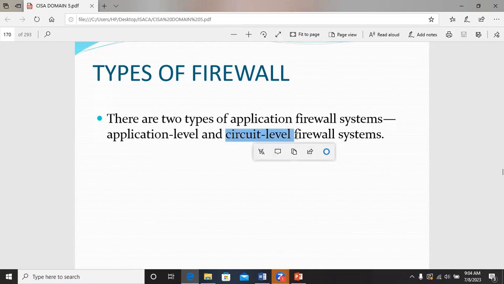That is the session layer. So you can already guess that the circuit level firewall, since it's operating at layer 5, checks sessions, the connections between two points, two networks. Is the session legitimate or not? It checks the legitimacy of sessions.